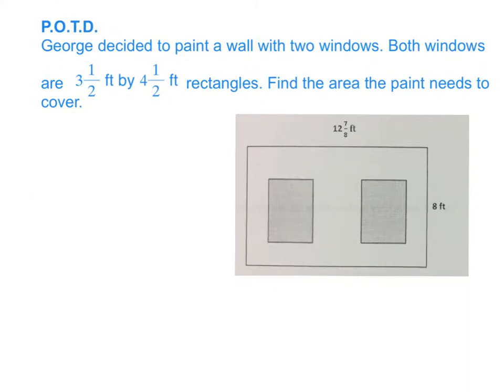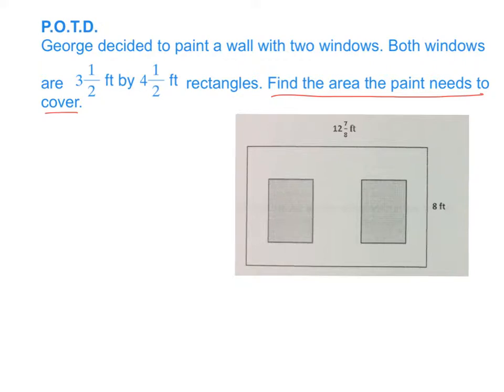It says, George decided to paint a wall with 2 windows. Both of the windows are 3.5 feet by 4.5 feet rectangles. Find the area the paint needs to cover. Okay, so what's step 1? What should you have done first? Written down what the question is asking. Danielle, what's the question asking?